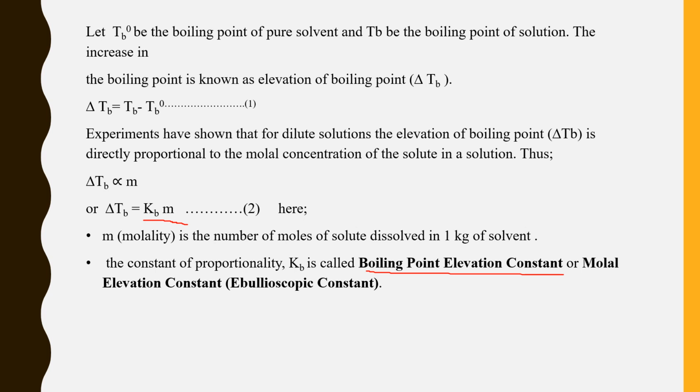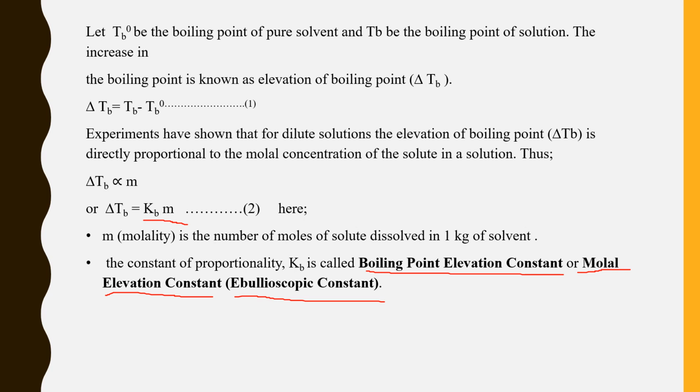That Kb, which is a constant we get after removing the proportionality sign, is known as the boiling point elevation constant or molar elevation constant. It is also known as the ebullioscopic constant. इसका एक नाम और है और इसको बोला जाता है ebullioscopic constant Kb.